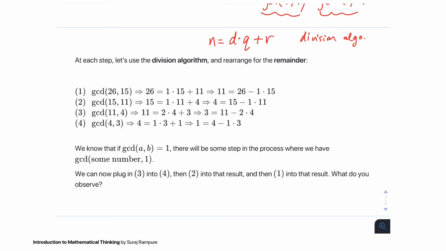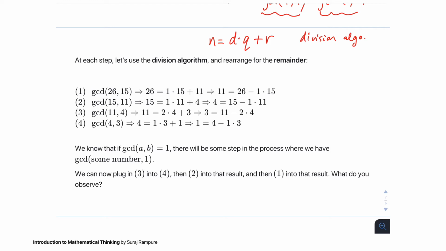Is everyone comfortable with coming up with equations of that form? If you're not, you might want to review the slides from last week, because that's what the division algorithm says. You can write an integer as divisor times quotient plus remainder. The next step in what we call the extended Euclidean algorithm is rearranging each of these equations to be in terms of the remainder. In the first one, the remainder was 11. In the second, the remainder was 4. In the third, the remainder was 3. And in the fourth, the remainder was 1.